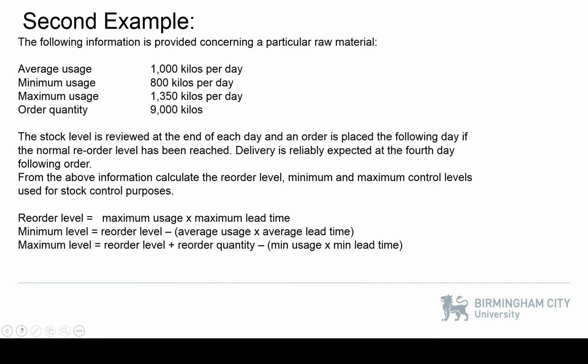Okay, so here's the second example. Here we have 3 different usages. Average is 1,000, minimum is 800, maximum 1,350. Our order quantity is 9,000 kilos. So stock level is reviewed at the end of each day, and an order is placed the following day if the normal reorder level has been reached. Delivery is expected at the 4th day following order. So we need to use this information to calculate reorder, minimum and maximum.